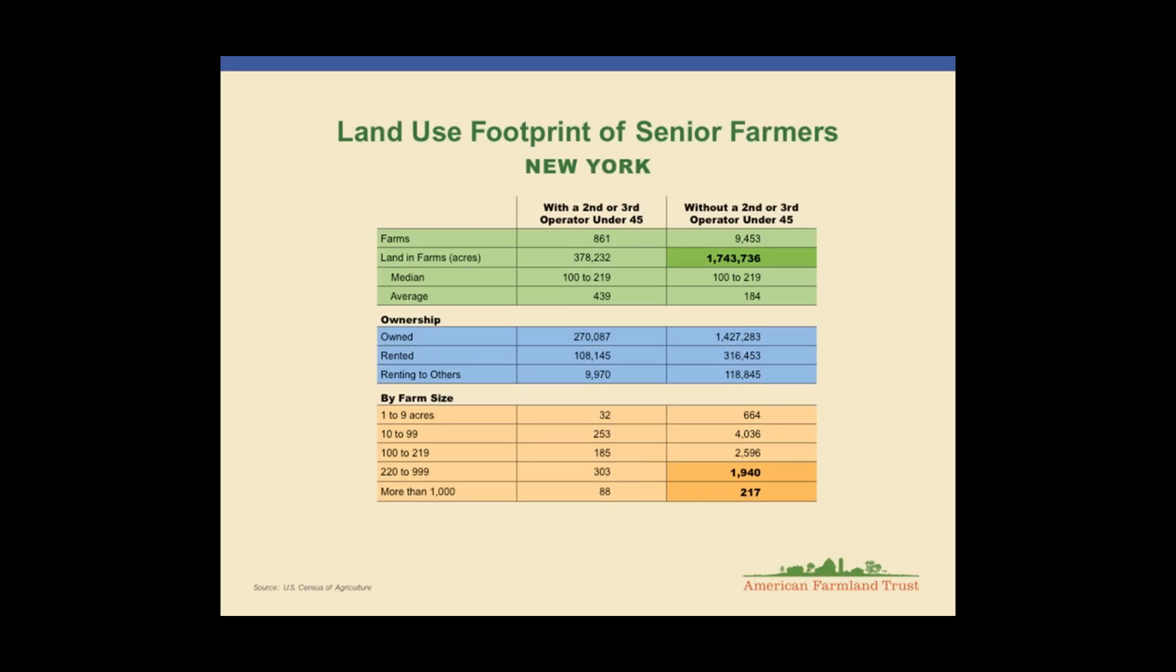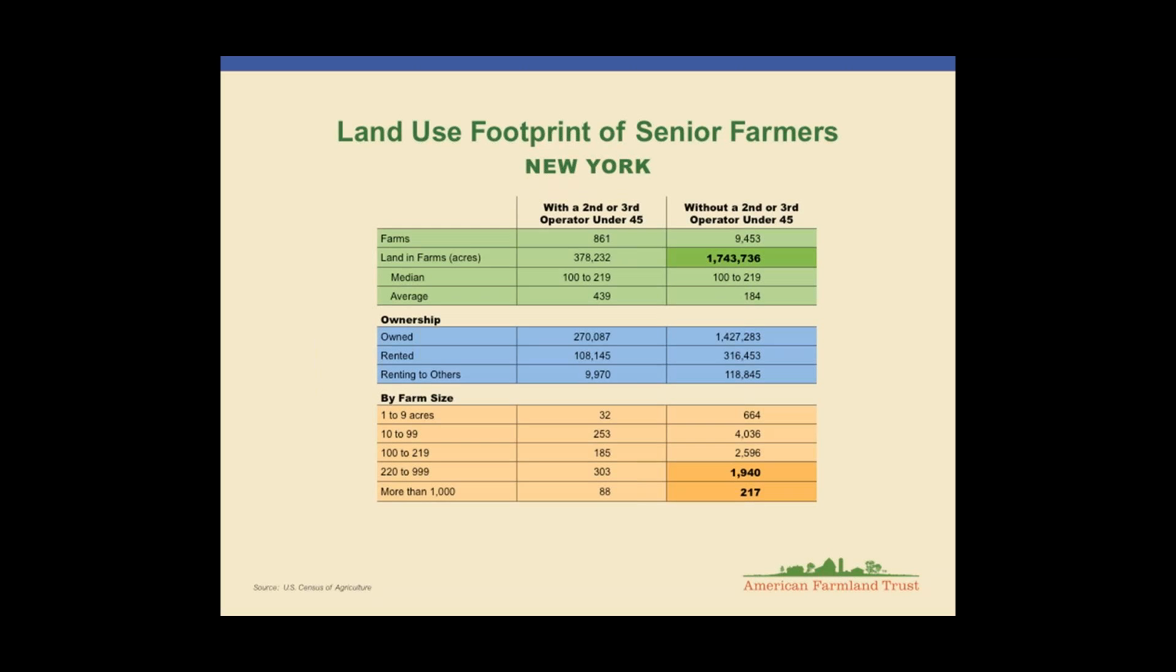So when you look at it again, this subcategory of seniors without a second or third operator manage 1.7 million acres of land and farms. That's significant. When you go down to ownership and you look at owned and rented, this rented land, this 316,000 acres, is land that they rent from others. That could be non-farming landowners that they're renting land from, or it could be other farmers. And again, they rent out a small amount of land, 118,000 acres, to other farmers.